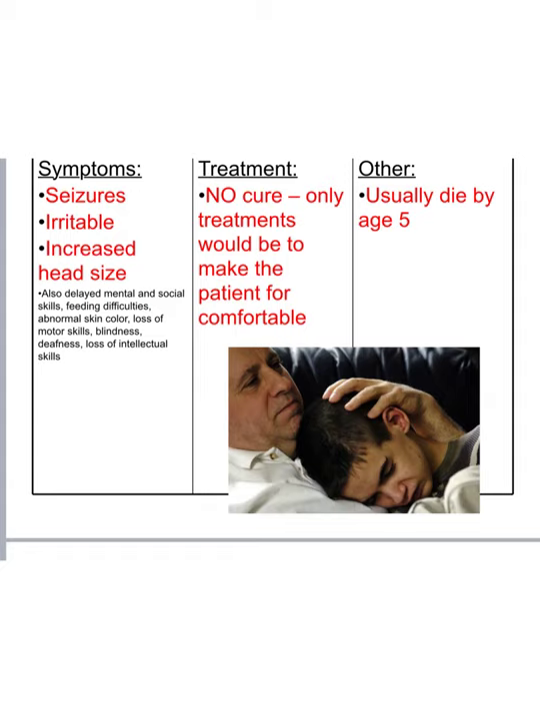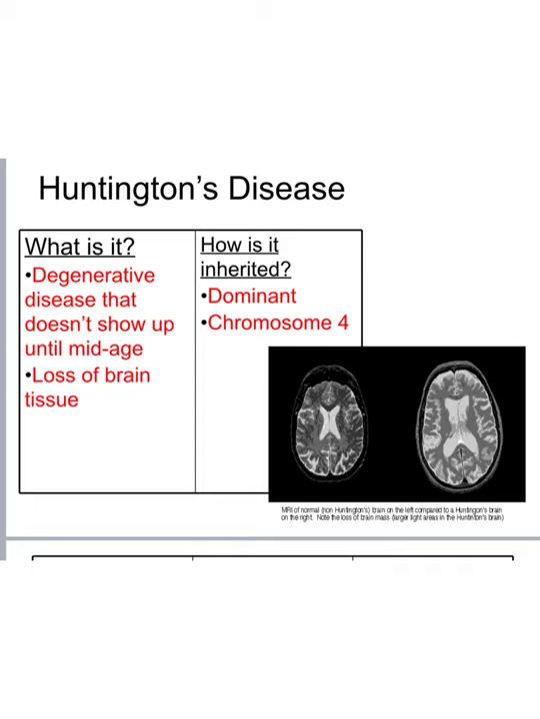And our last genetic disorder is Huntington's Disease. It is a degenerative brain disease, and you don't even know you have it until you're maybe in like the 50s, your age, in the middle age. And basically degenerative means that something is breaking down. In this case, it's your brain. Your brain tissue is just being lost.